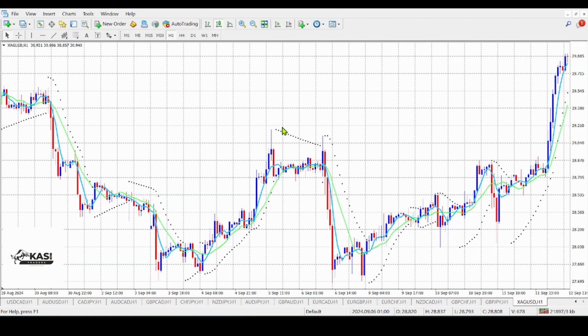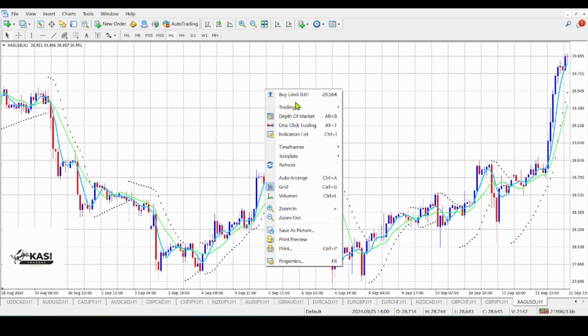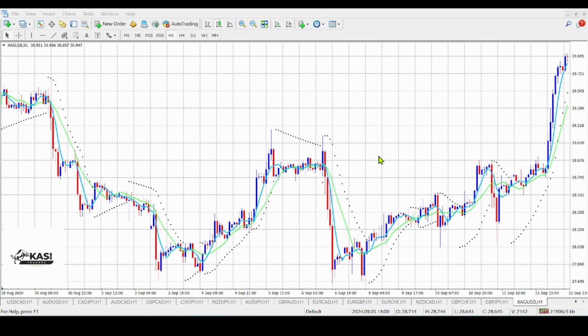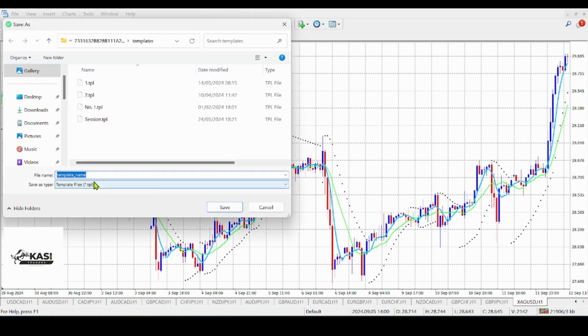If you want to save these indicators, you go to templates, save template, then you can rename your preferred name. You can rename this template your preferred name, then you don't have to go again and do this.